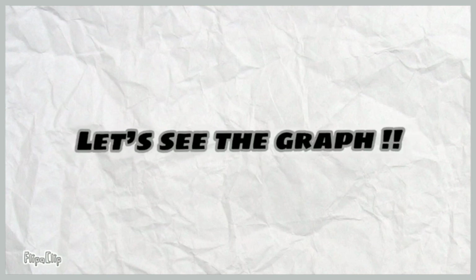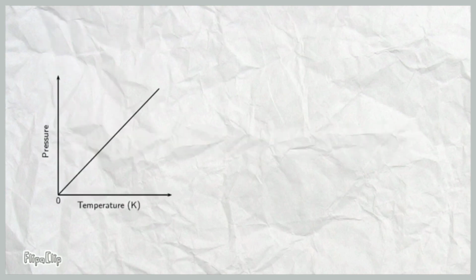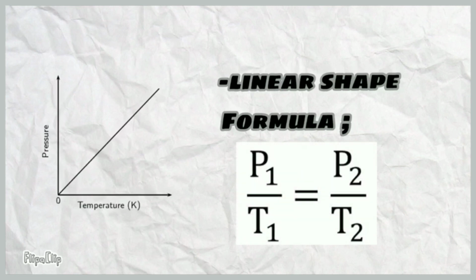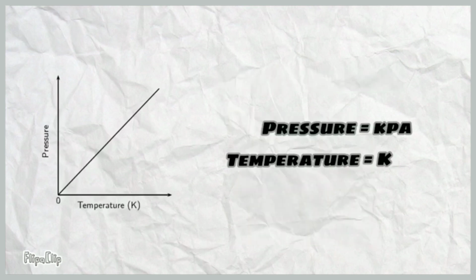Now let's see the graph. The shape of the graph is linear. The formula of Gay-Lussac's Law is P1 over T1 is equal to P2 over T2. The unit for pressure is kilopascal while the unit of temperature is Kelvin.